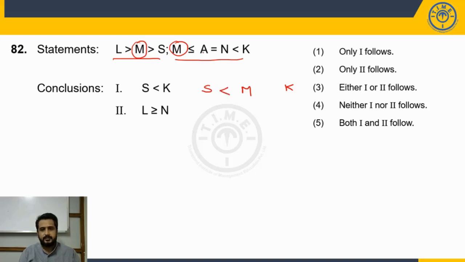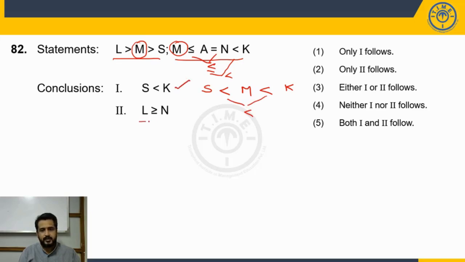M and K relation. Less than or equal to and equal to leads to less than or equal to. Less than or equal to and less than leads to less than. So M is less than K. So S less than M, M less than K. Less than and less than leads to less than. So S less than K, definitely true.